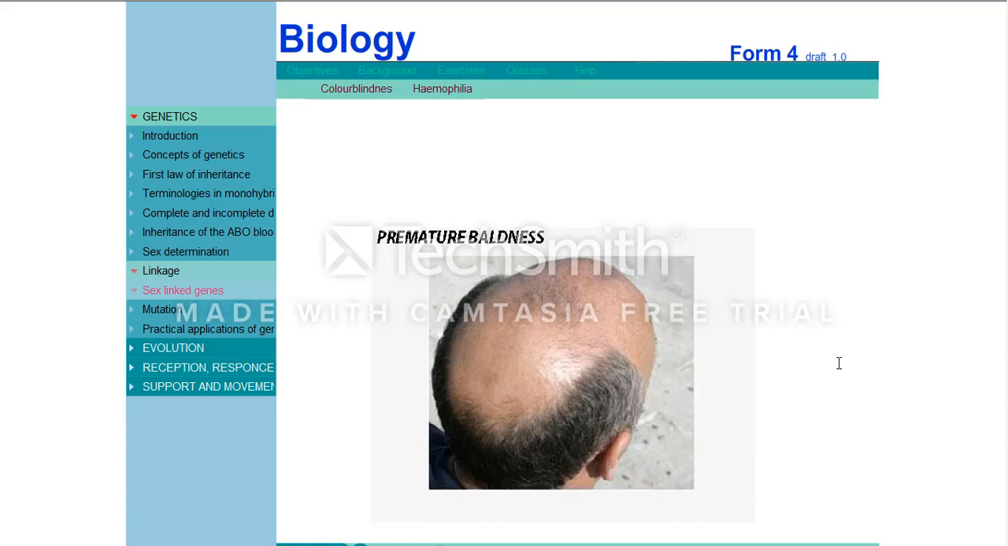Some of the characteristics controlled by genes on the X chromosome include color blindness and hemophilia. The two can appear either in males or females. The photographs show some characteristics controlled by sex-linked genes.